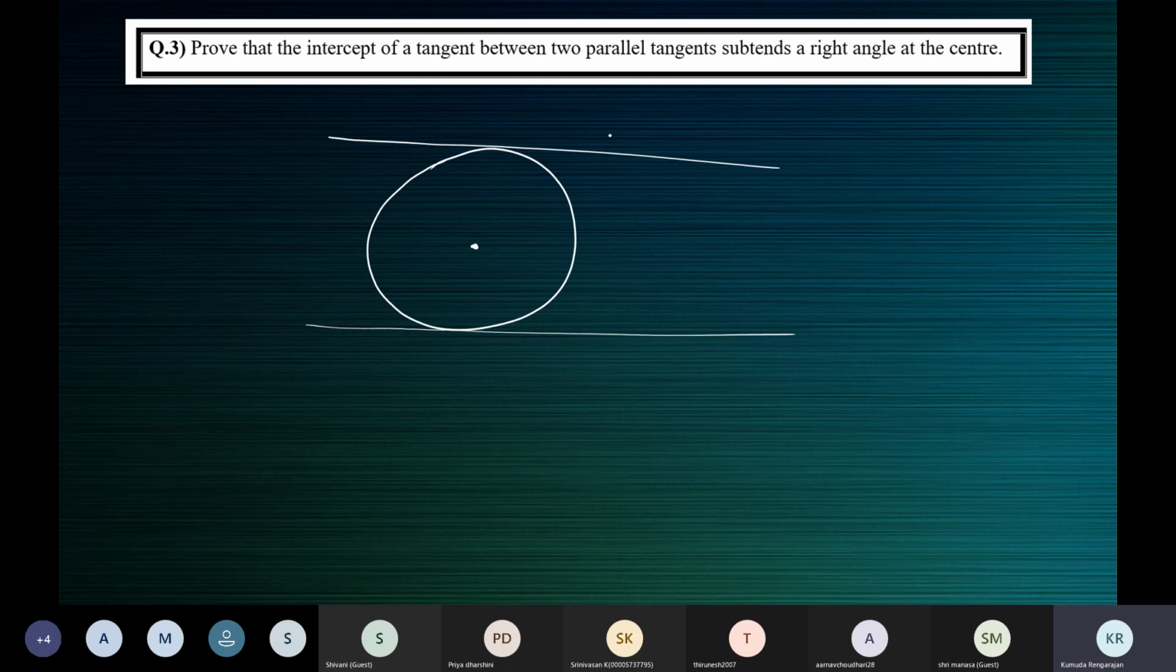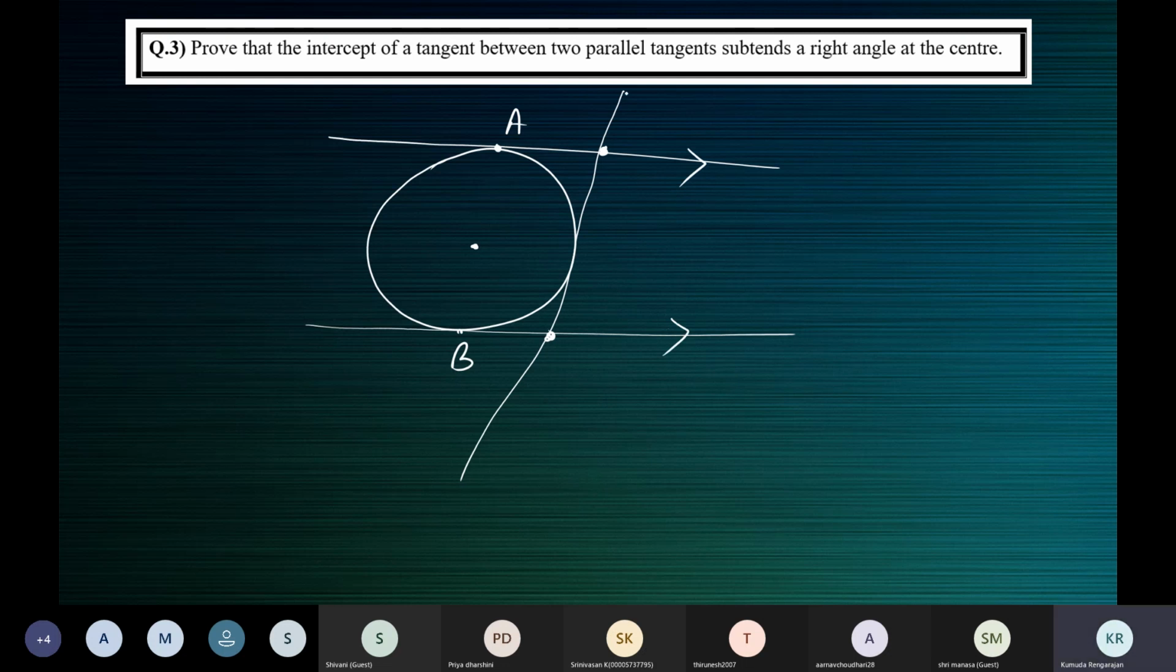Intercept of a tangent, meaning there's another tangent. And this is the intercept of the tangent between the two parallel tangents. That is, intercept is that piece. This is another tangent. Okay, so see here, this is a tangent at the point A, say. This is another tangent at the point B. Now these two tangents are parallel to each other.